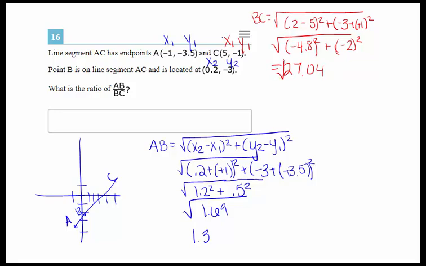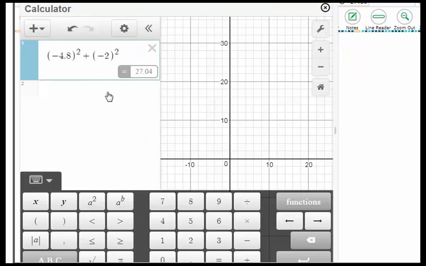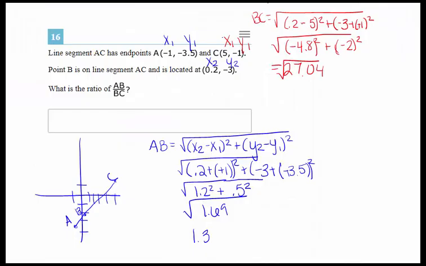And once you get the 27.04, you have to also take the square root of that. So for our next step, we will take this 27.04, take the square root, which gives you 5.2. So that means that our length of BC is equal to 5.2. So our final answer could be 1.3 over 5.2. You could see if you can simplify it anymore. When glancing at the answer key, it does say that any equivalent fraction would work, or you could even put it as a decimal.